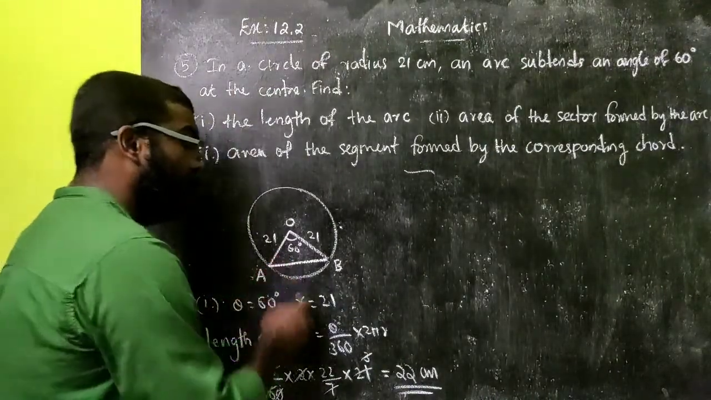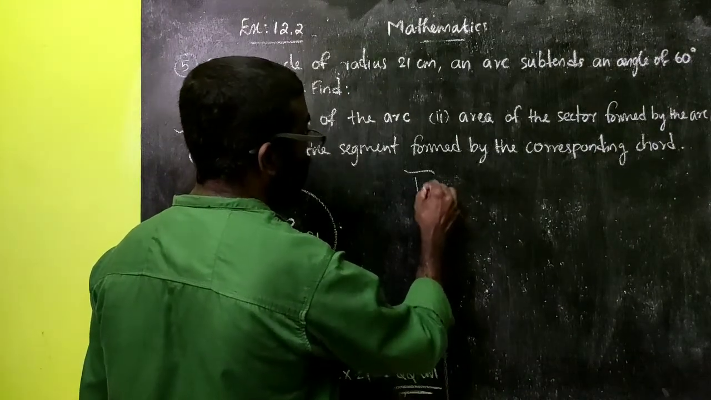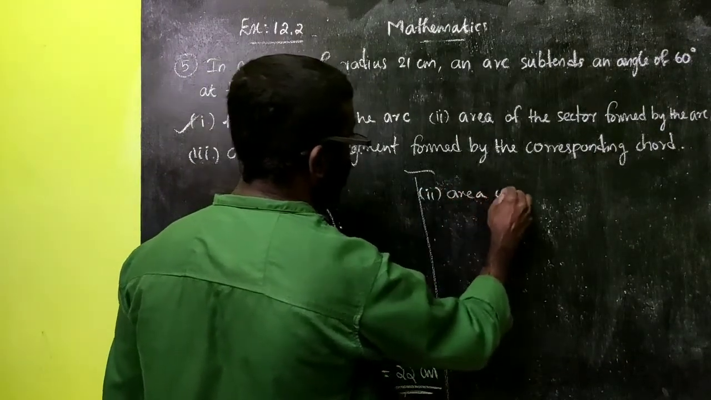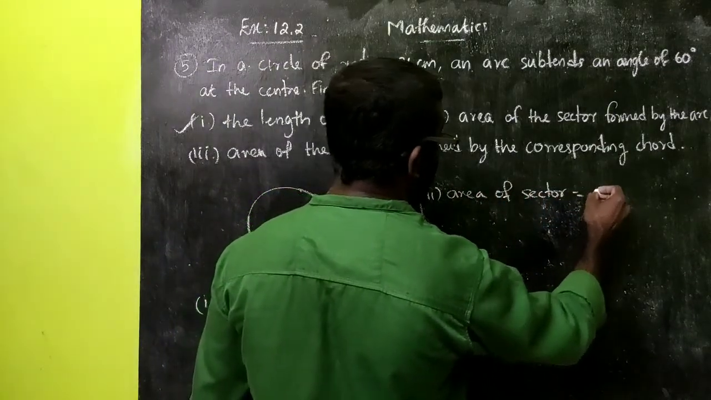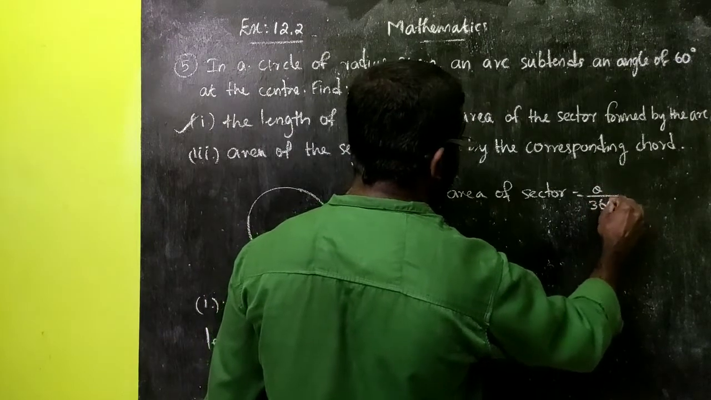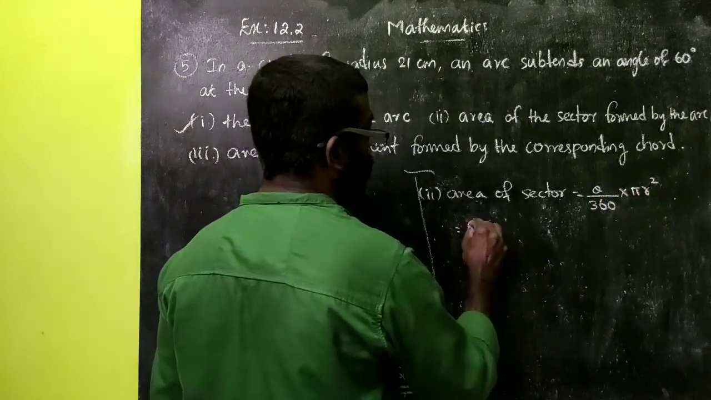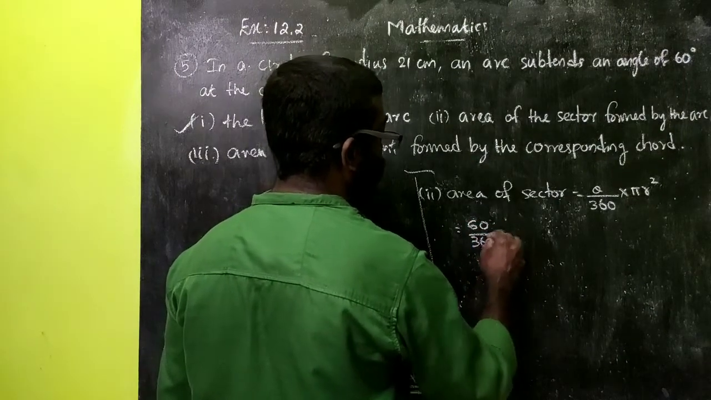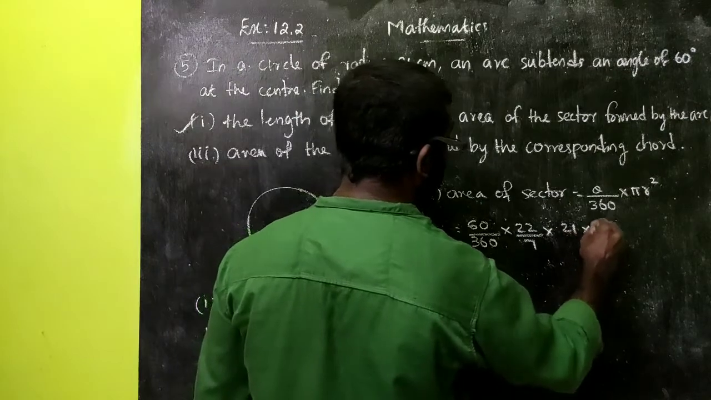Here it is of central angle 60 degree. So we can write, area of sector is equal to theta by 360 into pi r square. Here it is 60 by 360 into 22 by 7 into 21 into 21.